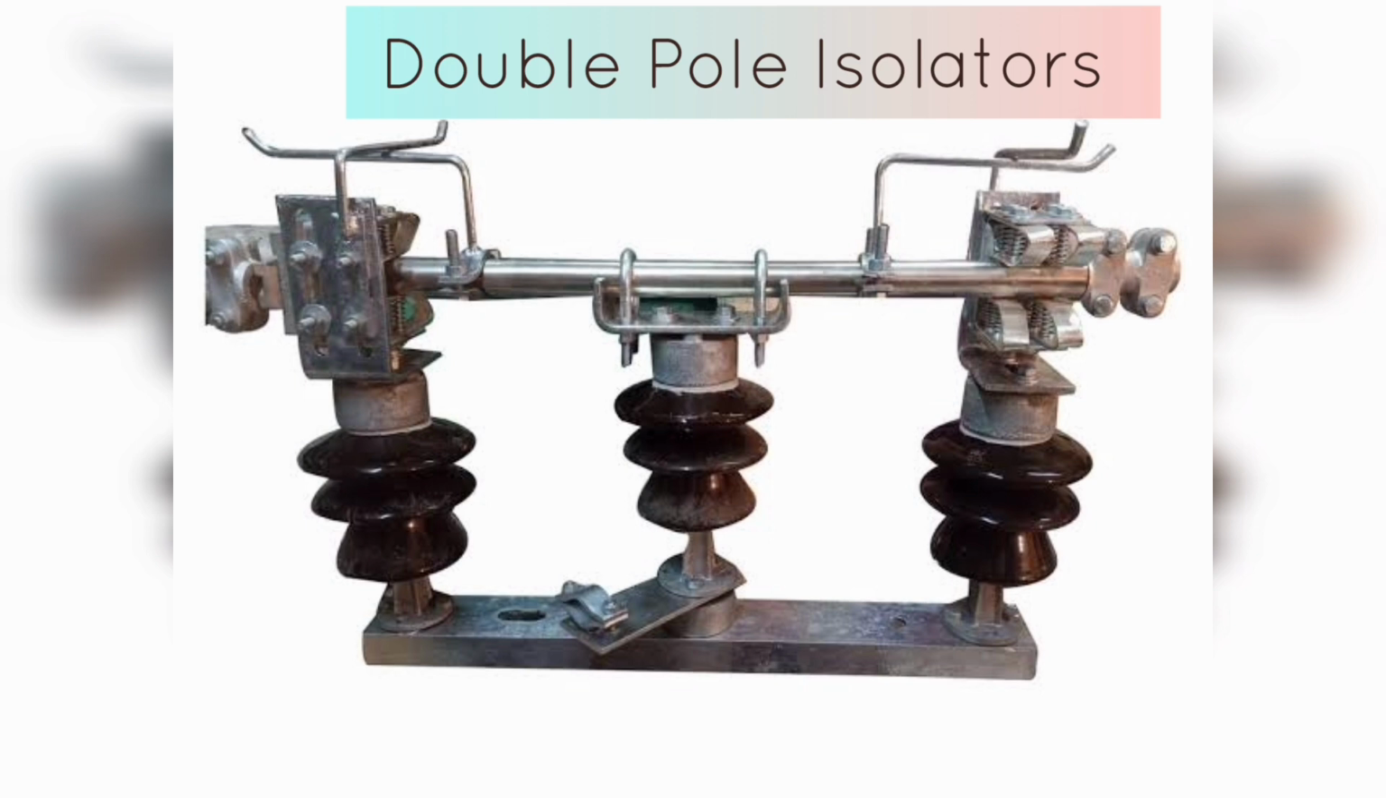and currents. This makes it suitable for use in industrial and commercial applications where there is a need to isolate high-power circuits. It is also commonly used in residential buildings to isolate electrical appliances during maintenance or repair. It is important to note that the double-pole isolator is not a circuit breaker and does not provide overcurrent protection. It is only intended to isolate a circuit from the power supply for maintenance or repair purposes.